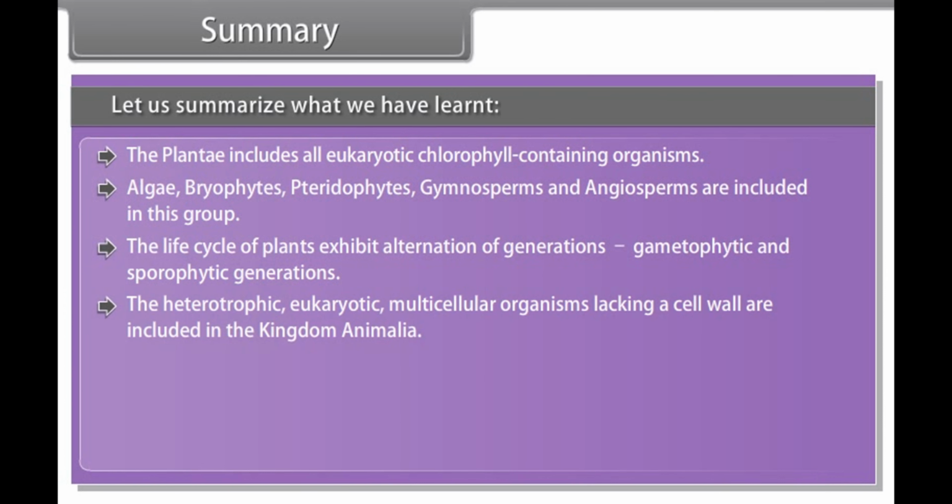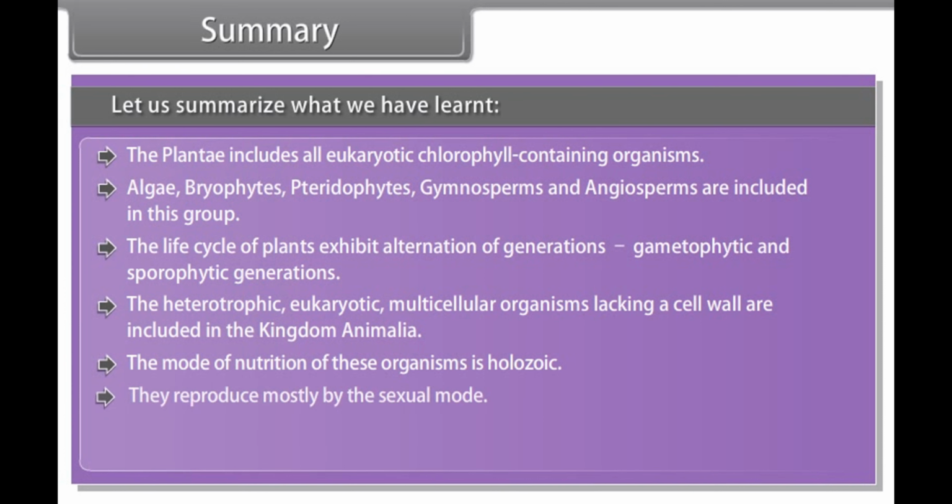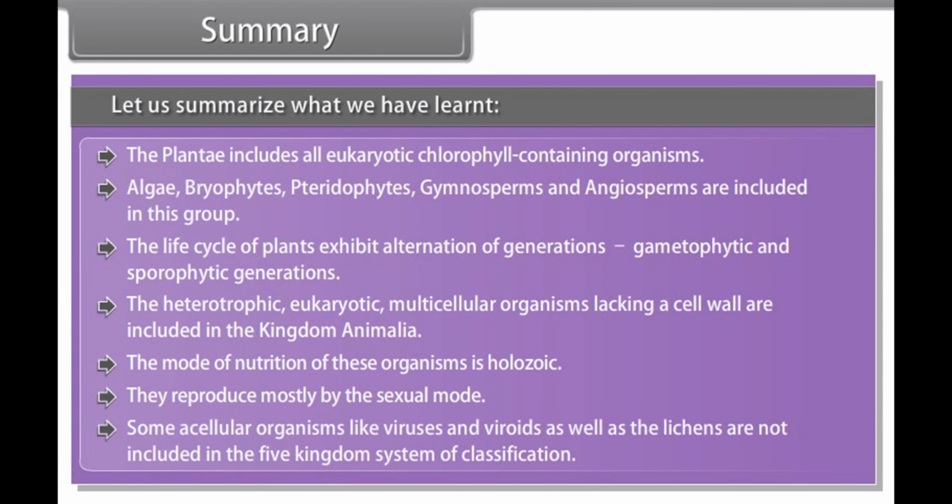The heterotrophic eukaryotic multicellular organisms lacking a cell wall are included in the kingdom Animalia. The mode of nutrition of these organisms is holozoic. They reproduce mostly by the sexual mode. Some acellular organisms like viruses and viroids as well as the lichens are not included in the five-kingdom system of classification.